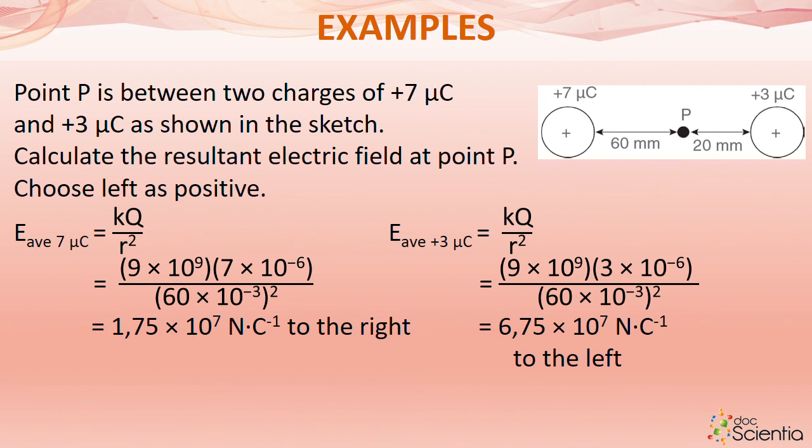En nou raak dit lekker. Yay! Okay. Hulle sê nou vir ons die punt P is tussen 2 ladings wat een positief 7 mikrocoulomb is en die ander ene positief 3 mikrocoulomb is soos wat dit daar in die skets is. Calculate the resultant electric field. So we're calculating E at point P. Choose left as positive. Gaan nou vir julle sê wat hulle bedoel met choose left as positive.